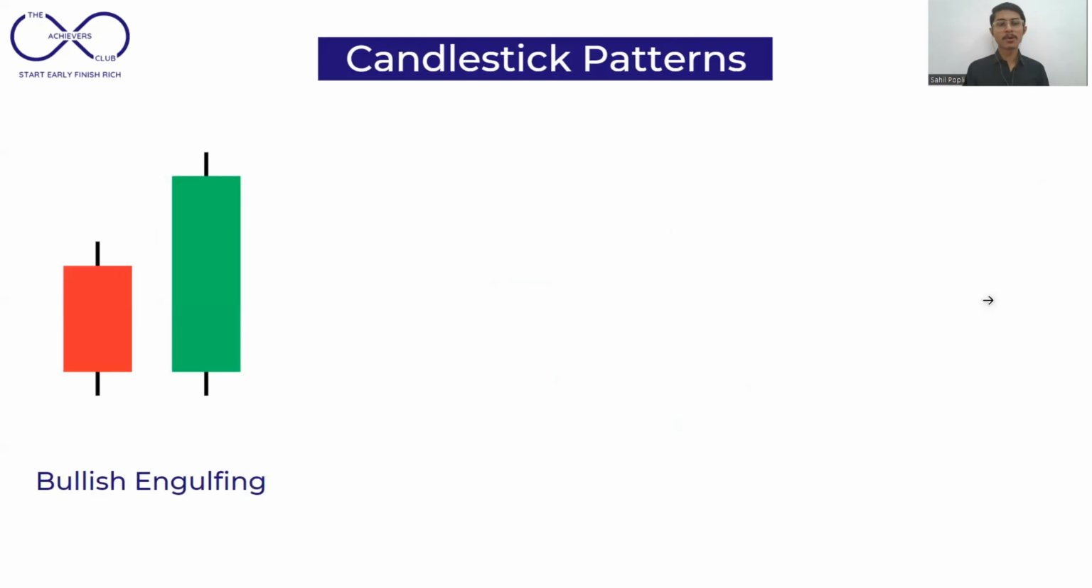Next is bullish engulfing. The best example I can give for bullish engulfing, which I also give in my community, is this: after a downtrend, if a big-body candle comes, and that candle, having a very big body, is greater than the previous red candle, then the probability of the downtrend getting over and the uptrend getting started is very, very high.